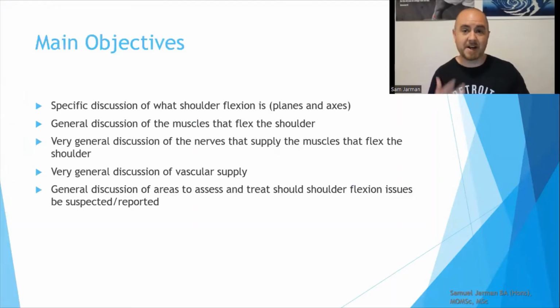So our main objectives are to have a specific discussion of what shoulder flexion is with respect to planes and axes. And this is where we'll break a little bit of it apart. So we're talking about shoulder flexion as a broad thing, but there are smaller subcomponents to consider. General discussion of the muscles that flex the shoulder. This was pretty darn straightforward. Luckily, it's really only a portion of two muscles, and a third muscle. Very general discussion of the nerves that supply the muscles that flex the shoulder, very general discussion of the vascular supply, and a general discussion of areas to assess and treat should shoulder flexion issues be suspected or reported.